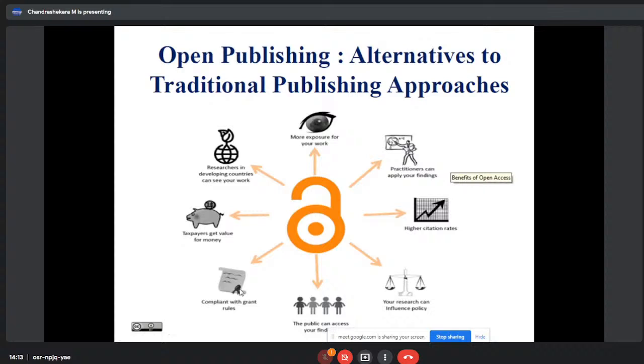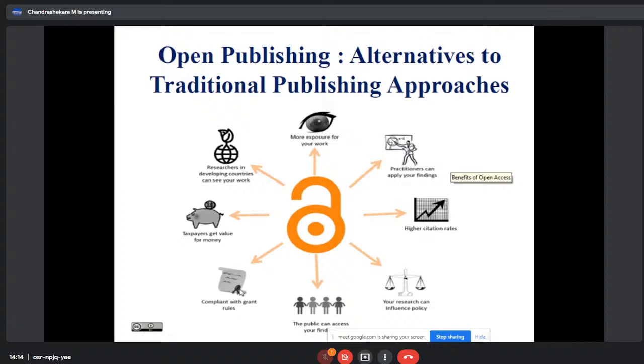Higher citation rates also, as I told you. Many people will access this, many people will use it, many people will cite your articles, then your citation will automatically increase. It may be the Google Scholar citation or Web of Science or Scopus, where it has been indexed, and many people have cited it. Automatically your H-index or i10 index will increase, if they have cited.